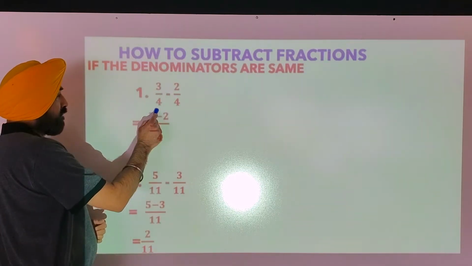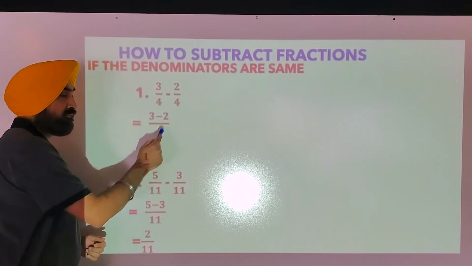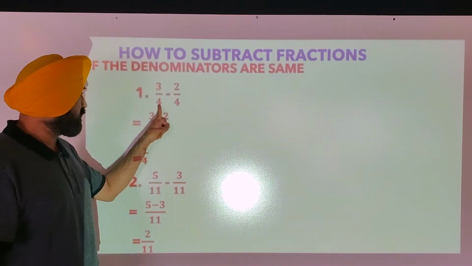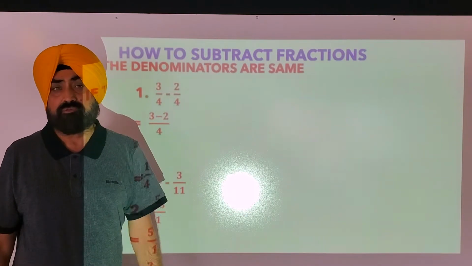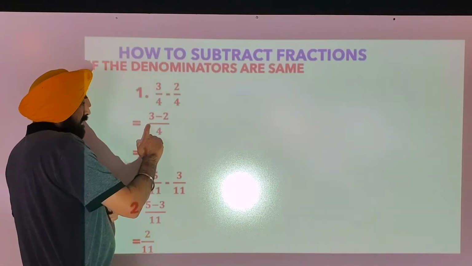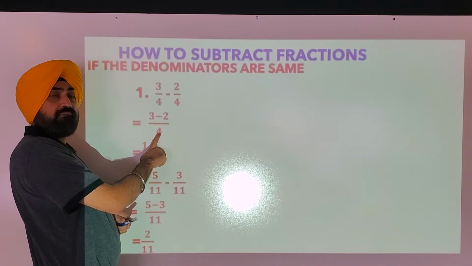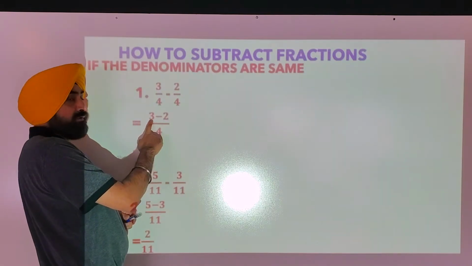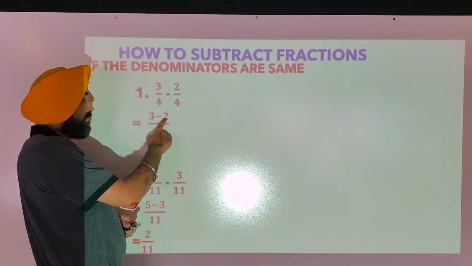3 over 4 minus 2 over 4. In this case, both denominators are 4, so we don't have to make the denominator same. What we do is write the denominator only once and then subtract the numerator. So 3 minus 2 is 1.